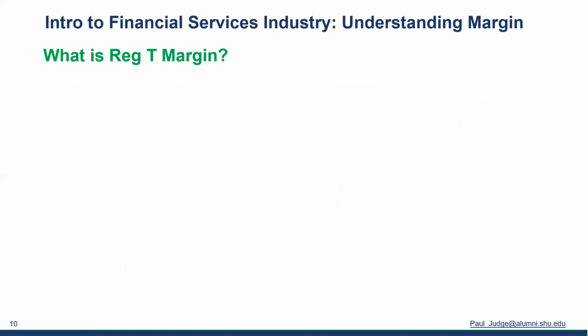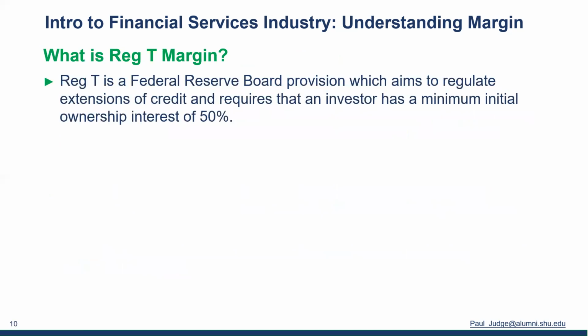We're going to talk a little bit about what's called Reg T margin. Now, again, I'm going to go through this. Don't get confused. There are two Reg T margins we're talking about: initial margin under Reg T, and maintenance margin under Reg T. Reg T is a Federal Reserve Board provision which aims to regulate extension of credit loans.